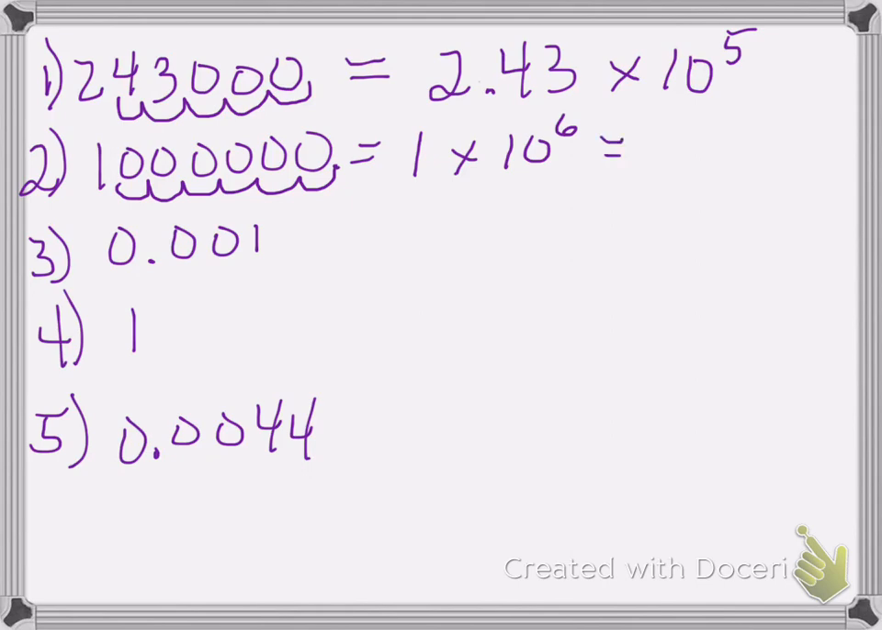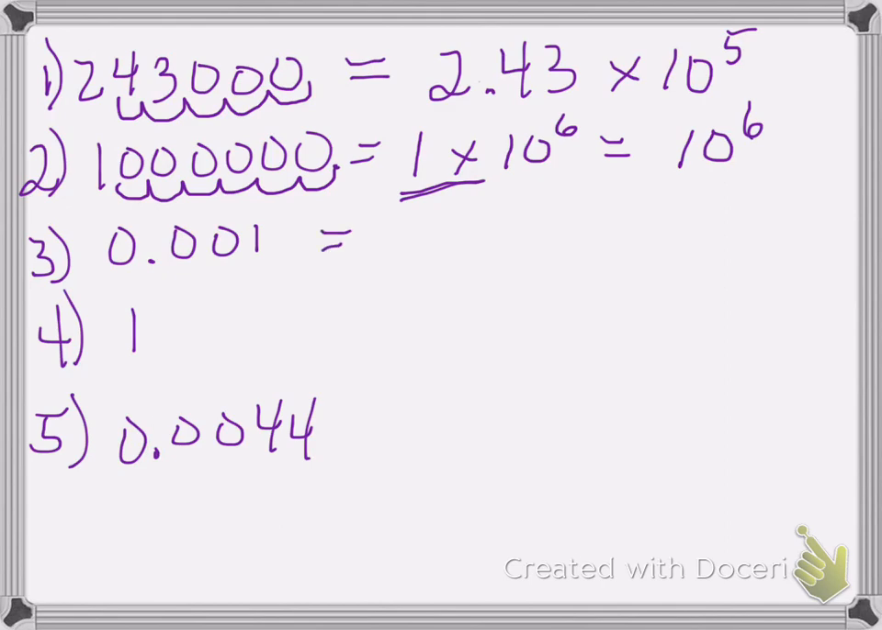But realize I can even write this more efficiently and just call it 10 to the 6th because the 1 times is understood. Notice I can't do that with the first one because 2.43 would not be understood. You can't just write the first one as 10 to the 5th. That's not fair, you can't do that.